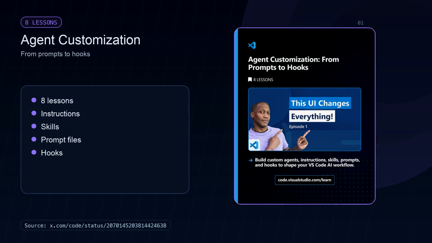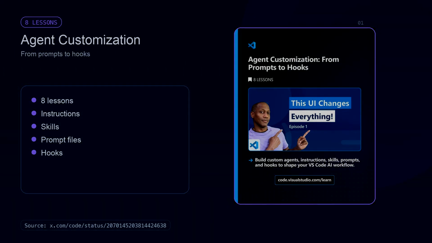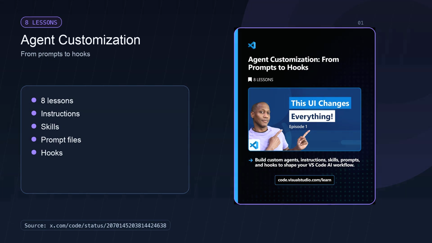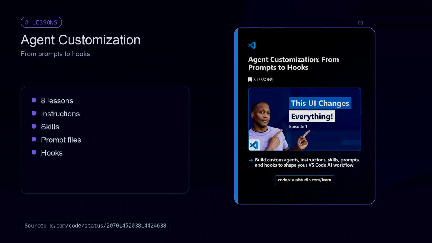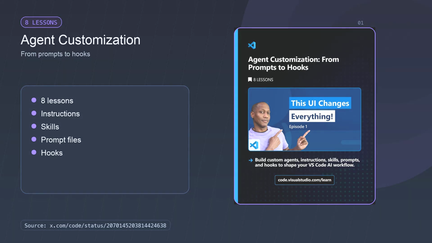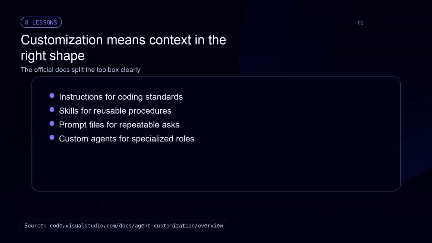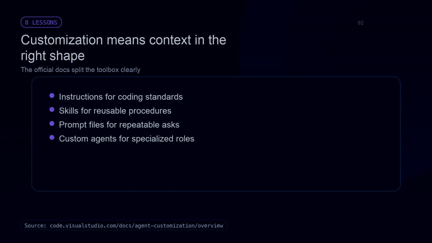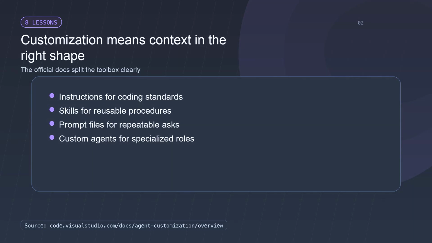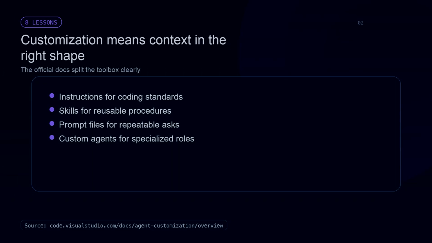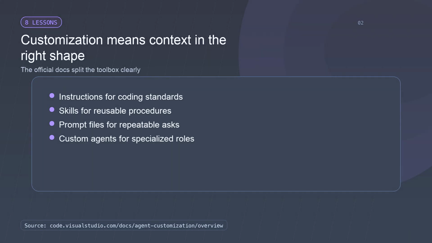Course 2 is Agent Customization. This is where the series gets more useful for people who already use AI coding tools every day. The official thread says it covers agents, instructions, skills, prompts, and hooks. The Learn page lists 8 lessons in this lane. The core idea is simple: an agent is much better when it knows your team's conventions before it starts writing code. VS Code gives you several ways to package that context.